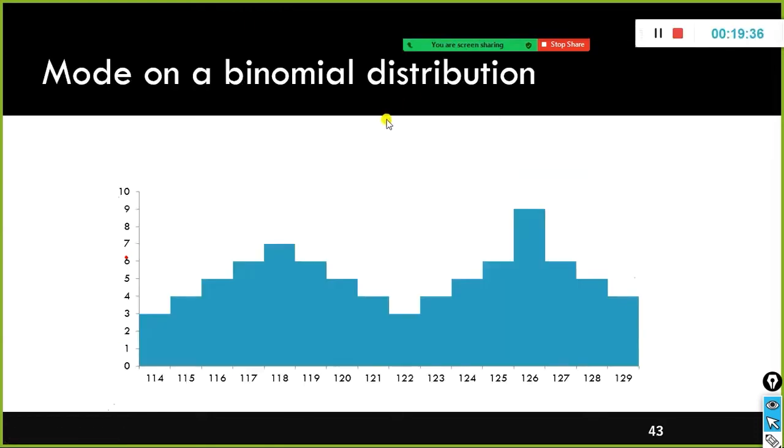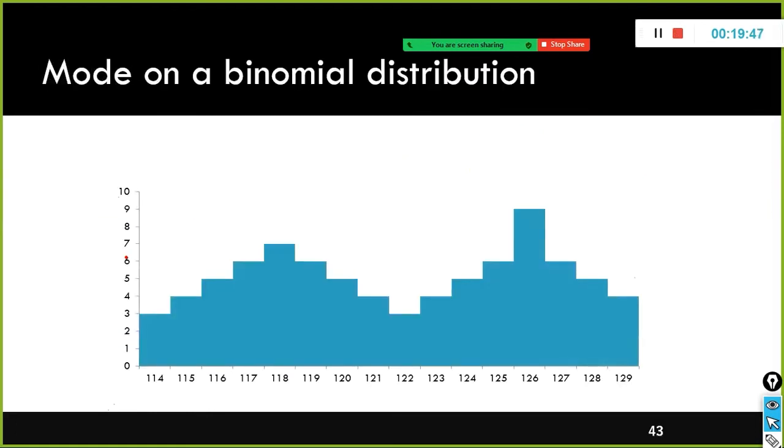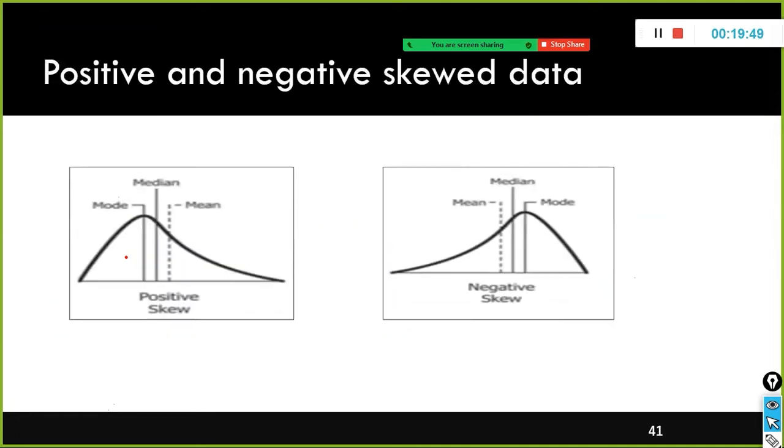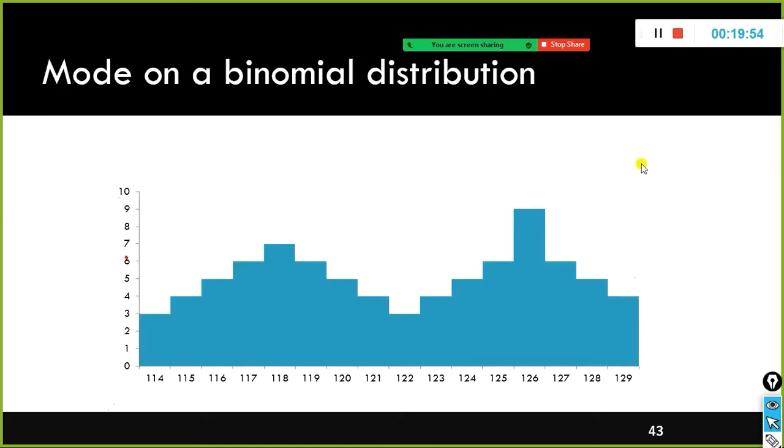Yes, Smriti, you are correct. So next one is binomial distribution. We discussed normal distribution, uniform distribution, and negatively skewed and positively skewed data. The next one is binomial distribution.